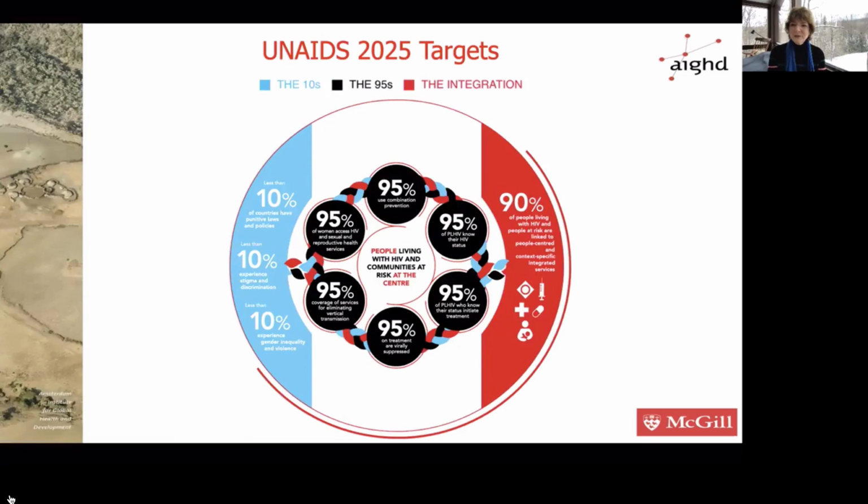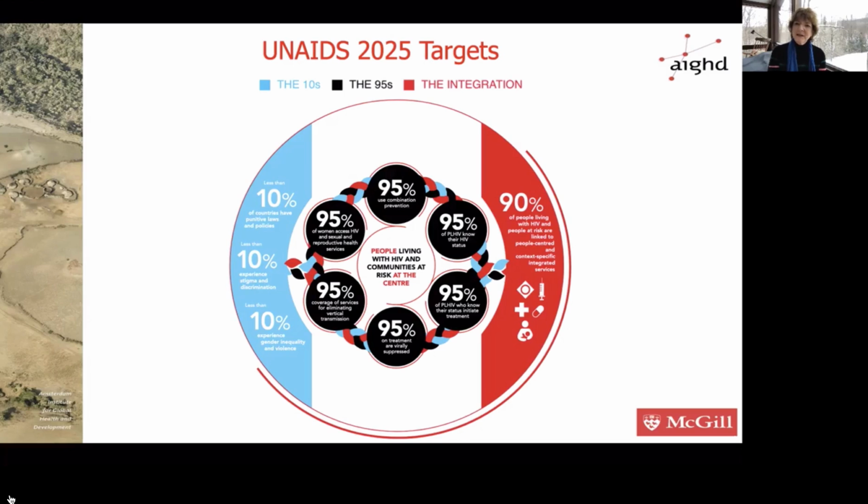The new 2025 targets are seen as the 10s, the 95s, and the integration. So the 10s are the social and legal impediments to an enabling environment. So fewer than 10% of countries would have punitive laws and policies. Fewer than 10% of people would experience stigma and discrimination, and fewer than 10% of people would experience gender inequality and violence.